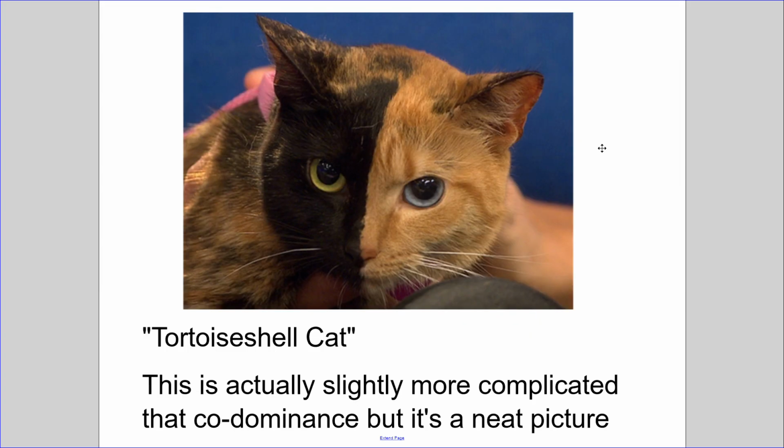Same thing with this tortoise-shell cat. I think it's a really cool picture, but unfortunately the genetics are slightly more complicated than codominance. It's just a cool picture. Also, take a look at the eyes. That's called heterochromia, 2 different color eyes.